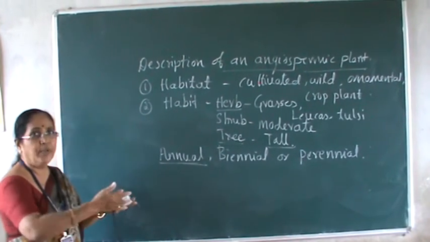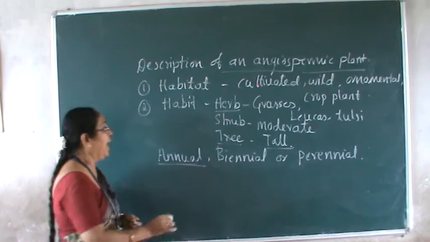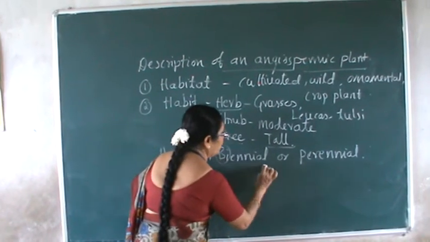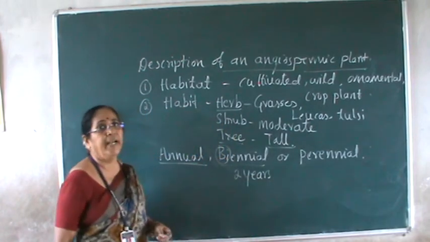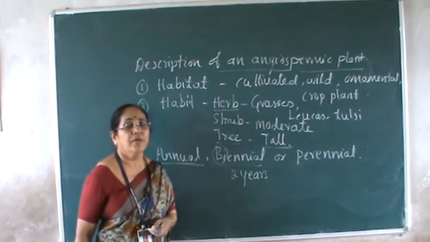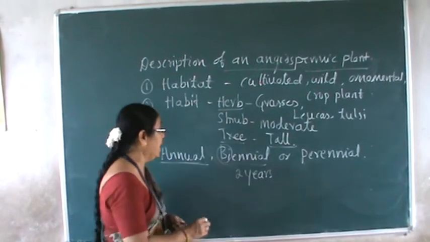1 year means 1 to 12 months duration. Biennials, accordingly, bi means 2. If the plant needs 2 years to complete its life cycle, then it can be called a biennial plant. Generally, the banana is one good example.